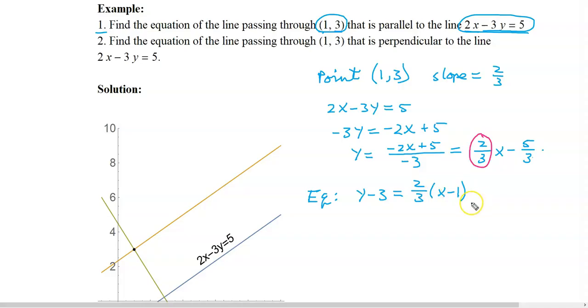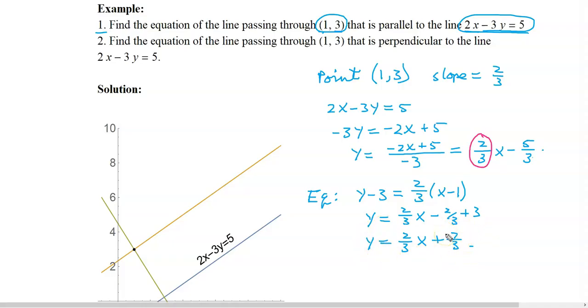And if we want to put this into slope-intercept form, we would just have to distribute the 2/3 and take the 3 over to the other side. And what we would get is, keep in mind 3 here, finding a common denominator. That's 9/3 minus 2/3, so that's going to be plus 7/3. And there's the equation of our parallel line.